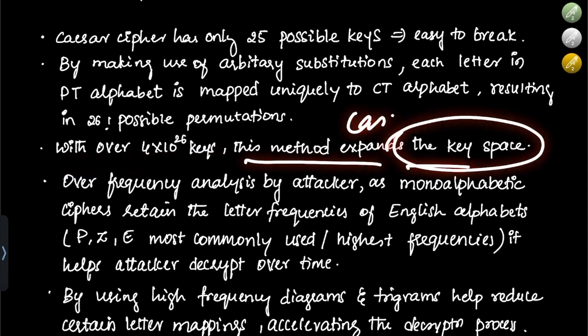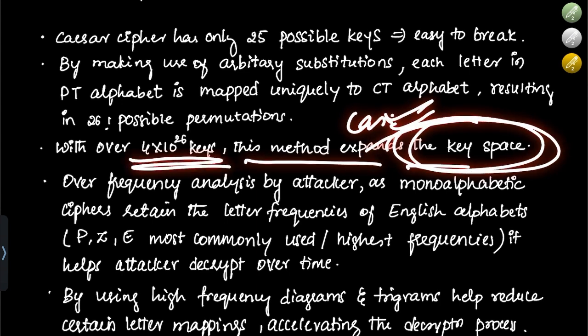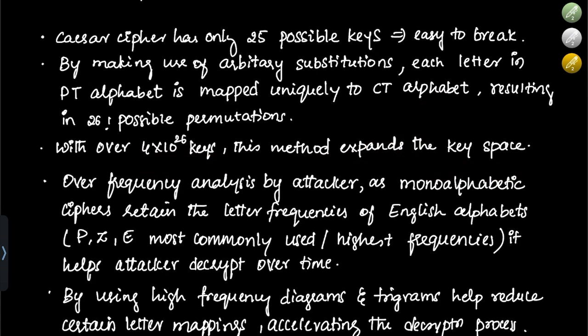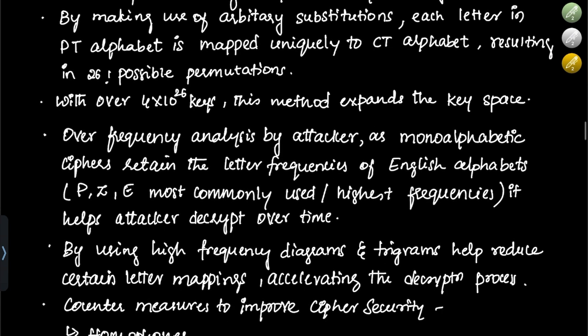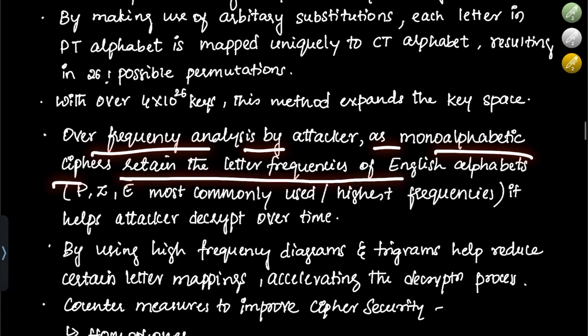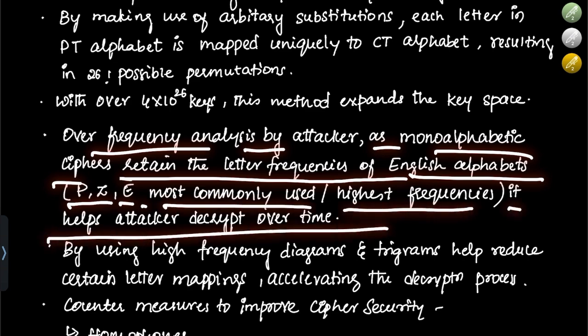Compared to the Caesar cipher, this has an upper hand because it will expand the key space to 4 into 10 to the power 26 keys. So in this condition, it will be a little difficult for the attacker to decrypt or understand the key. So over frequency analysis by attacker, as monoalphabetic cipher retains the letter frequencies of English alphabets like P, Z and E, most commonly used or highest frequencies, it helps the attacker to decrypt over time.